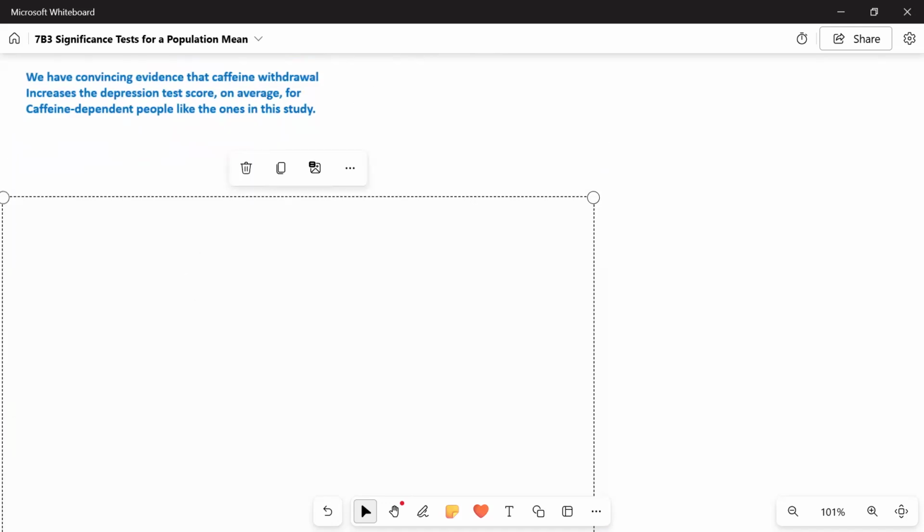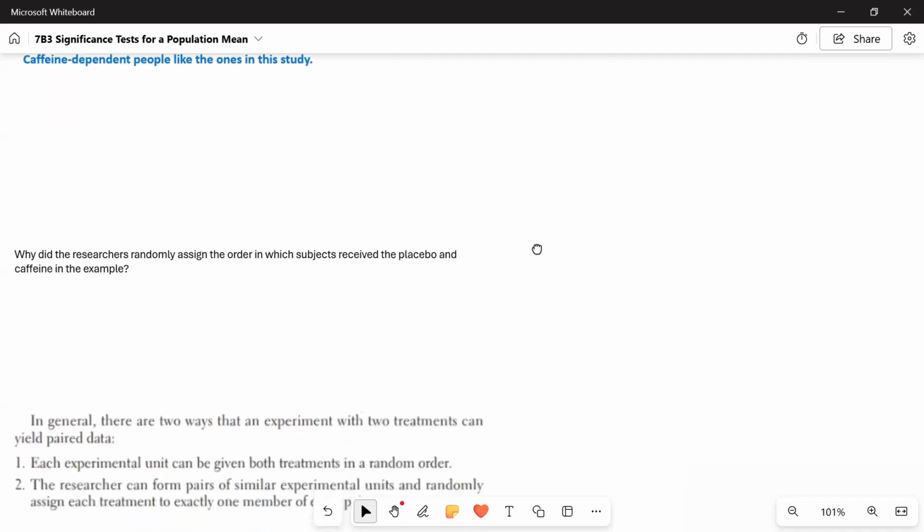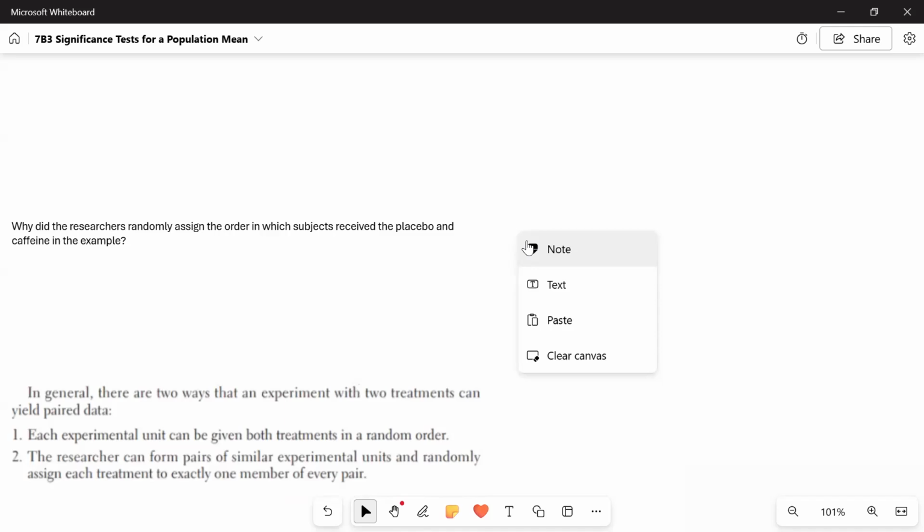Okay, so this begs the question, why did the researchers randomly assign the order in which the subjects received the placebo and caffeine in the example? And basically, the researchers wanted to be able to conclude that any statistically significant change in depression score was due to the treatments themselves and not some other variable. So randomizing the order in which they received the placebo or caffeine helps control for that possible variable.